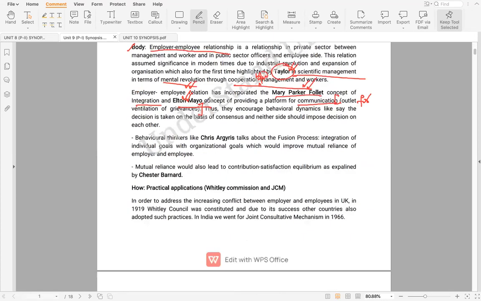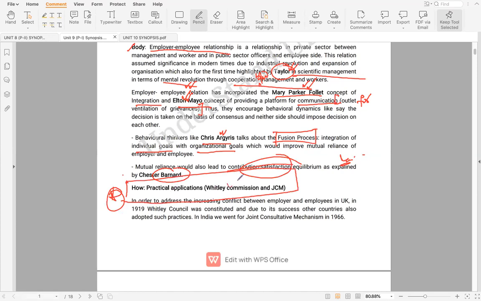Behavioral thinkers like Chris Argyris talk about the fusion process, which is the integration of individual goals with the organizational goals, which should improve the mutual reliance of employer and employee. Mutual reliance would also lead to contribution-satisfaction equilibrium, as explained by Chester Barnard. How is what we have to majorly focus upon.